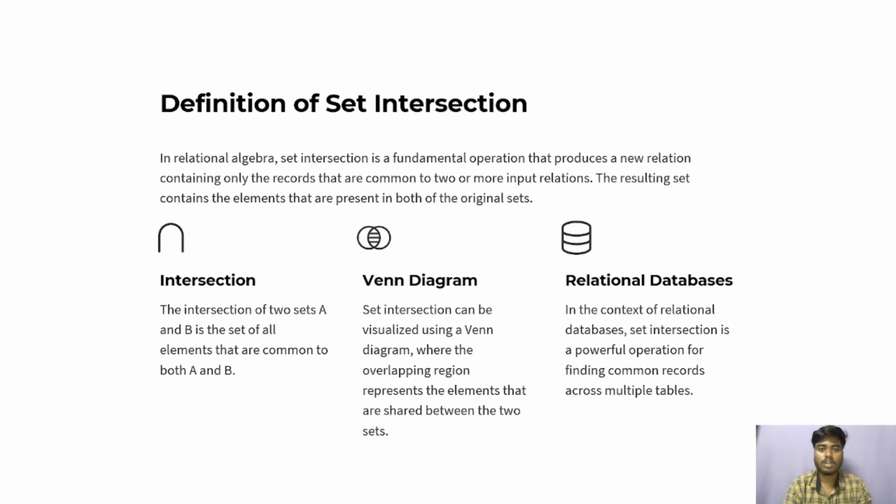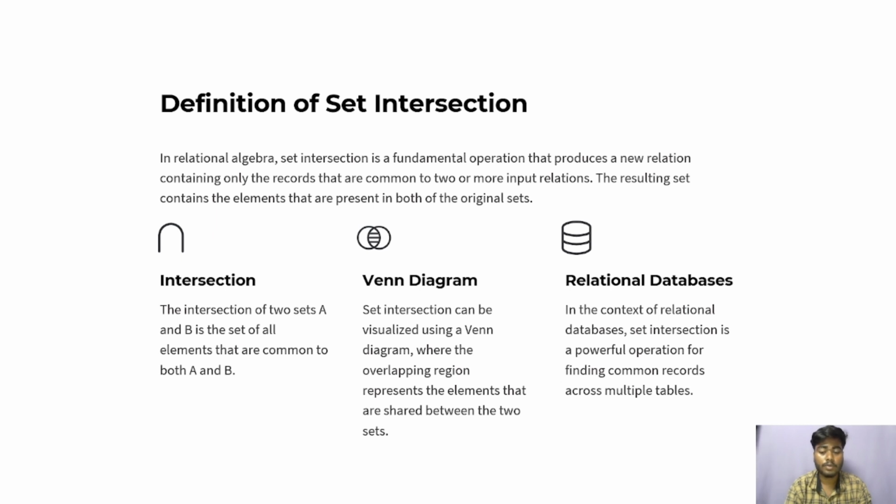Coming to the definition of set intersection in relational algebra. The set intersection is a fundamental operation that produces a new relation containing only the records that are common to two or more input relations. The resulting set contains the elements that are present in both of the original sets. Let us explore it in detail.